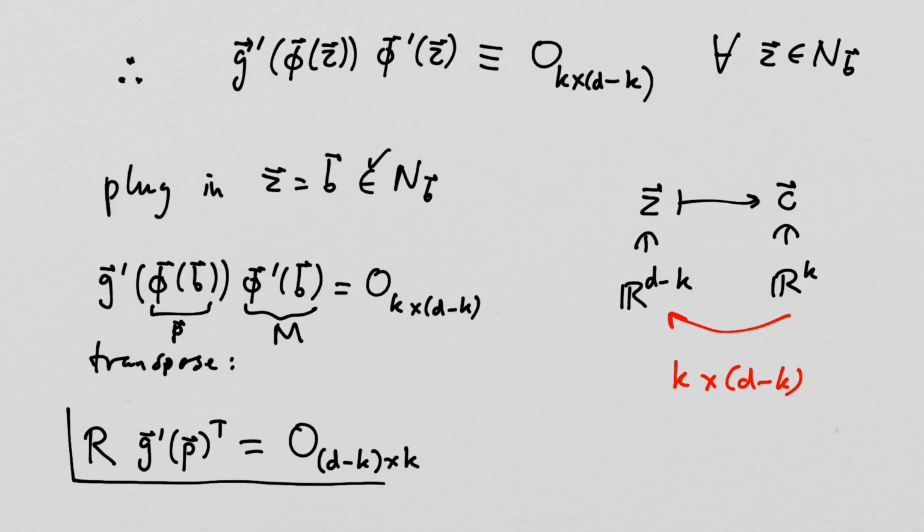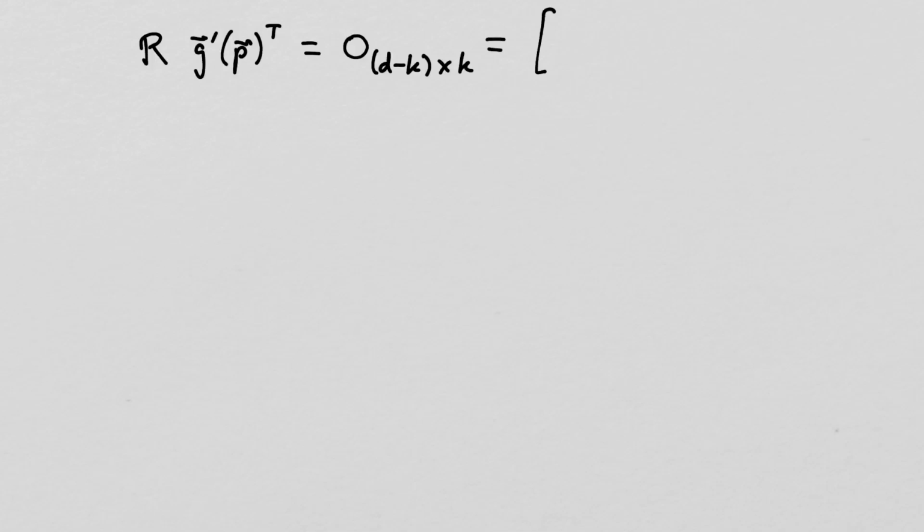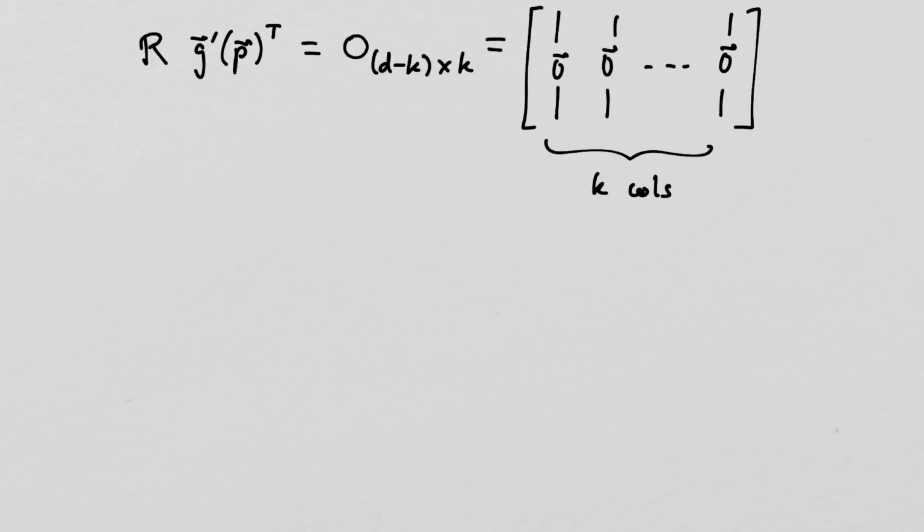Good. Now, what I'm going to do next is take this matrix here and break it down column by column. So let's remind ourselves of the equation we have: R times g prime of p transpose equals this 0 matrix. That's very easy to break down column by column. The columns are all 0 vectors. Let me be a little more careful notationally. I've always drawn these lines, so I'll continue doing that. It's d minus k by k, so there are k columns here, and each of these 0 vectors belongs to d minus k space.